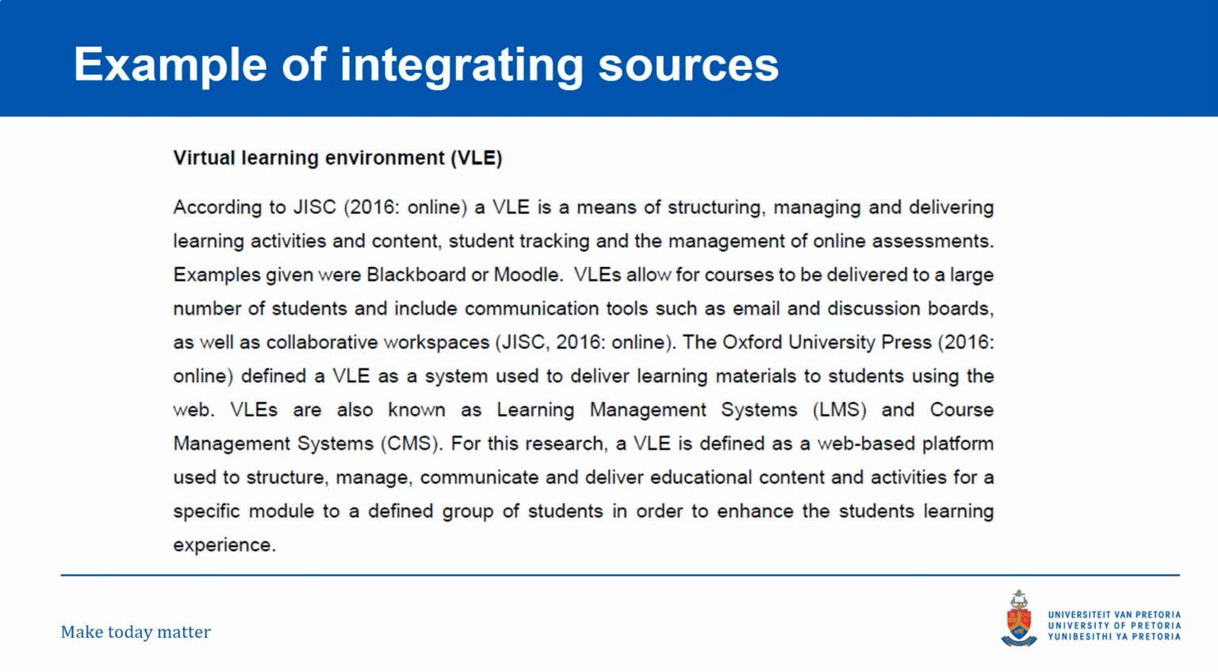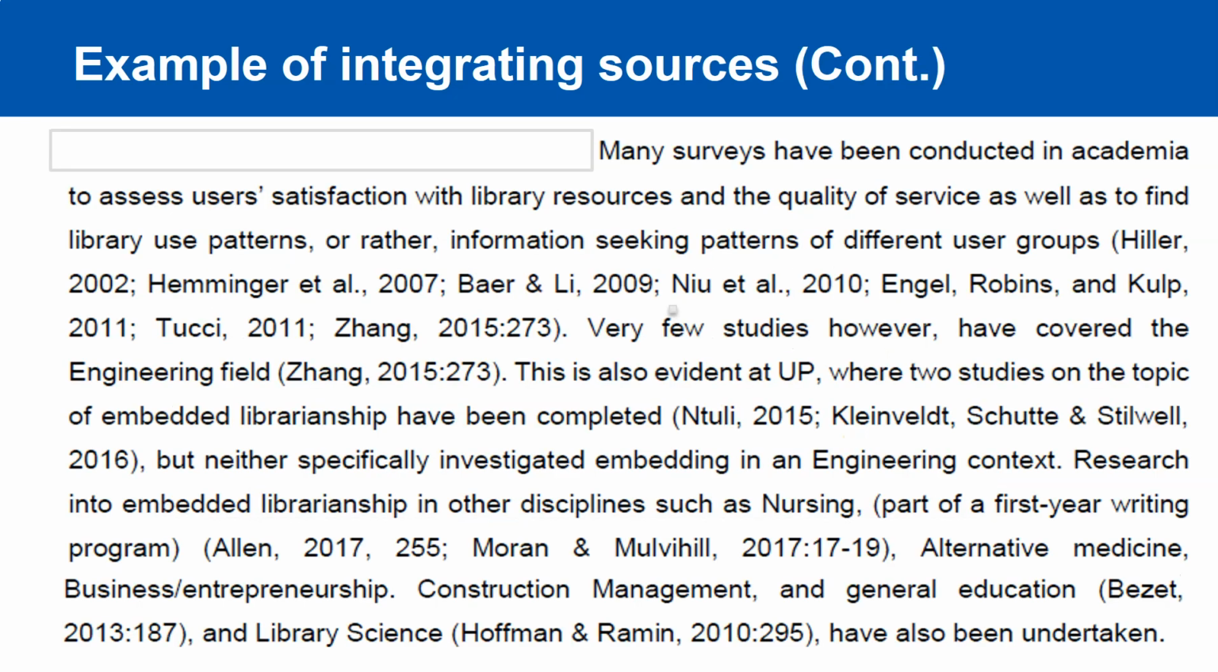So this is an example of integrating sources. So you can see there I've stated what the first author has said, what the second author has said, and then I said for this research, this is what the specific concept is. Here's another example. So if different authors are stating something similar or the same, you can state that fact and then name all the authors that relate to that fact.